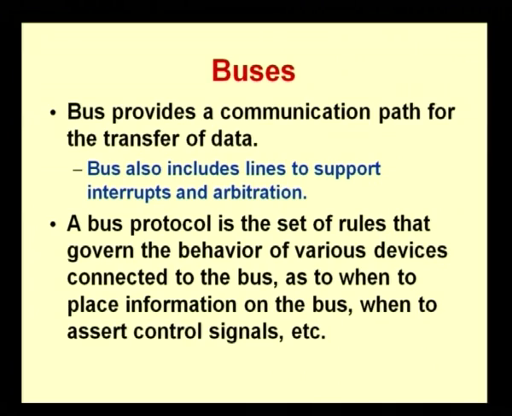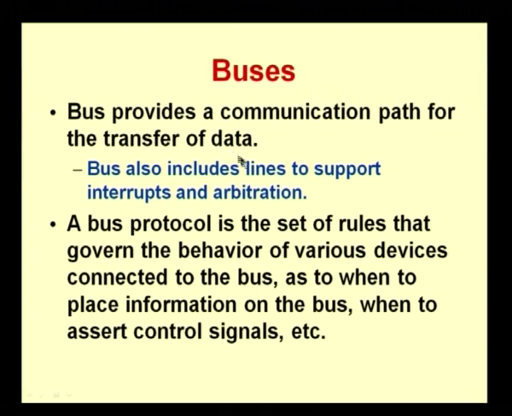So, let us look at the bus in a little more detail. Now, a bus essentially is a communication path for the transfer of data. It also includes lines to support interrupts and arbitration. We will come to what we mean by interrupts and arbitration a little later, but you can look at this as transfer of data along with some control lines. That is one way to understand what a bus is.